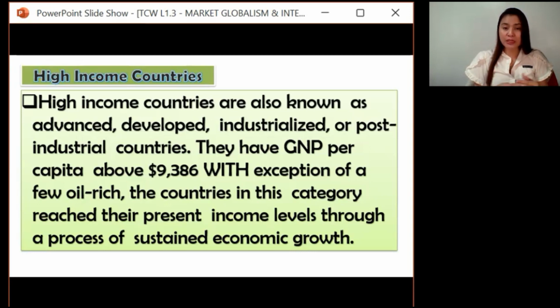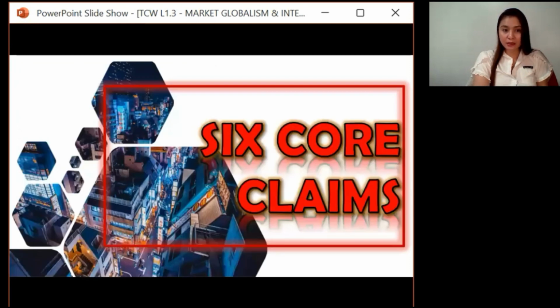Also, it's a strength. So it is measured by the added value of the final goods and service produced, and also by the manufactured products by that particular country. So those are the four categories of countries according to the World Bank, based on its economic status, or based on its economic development.